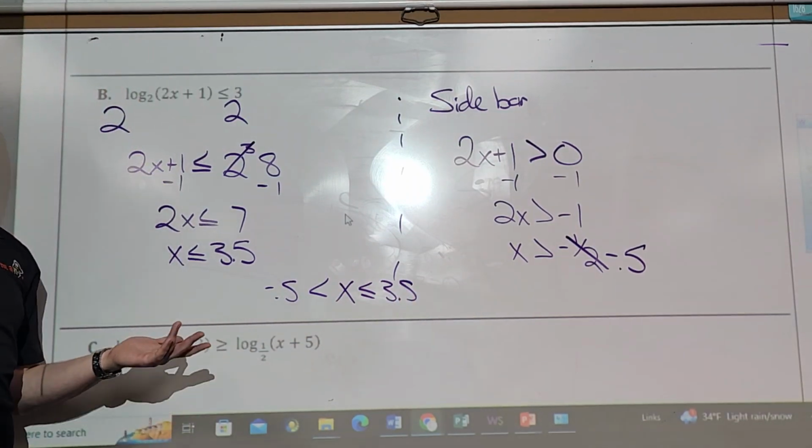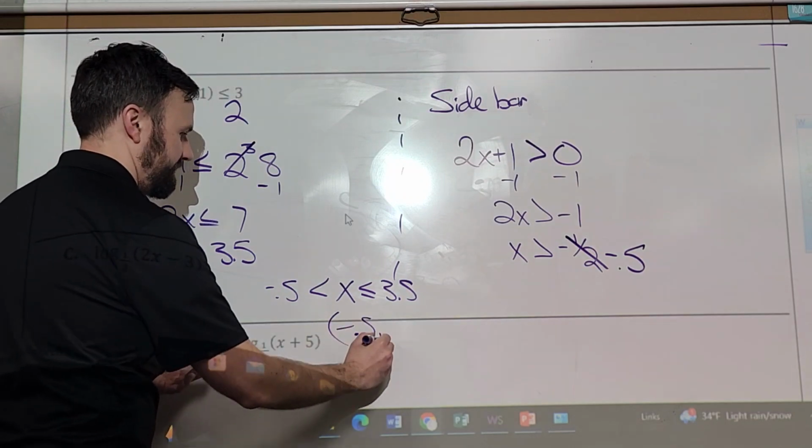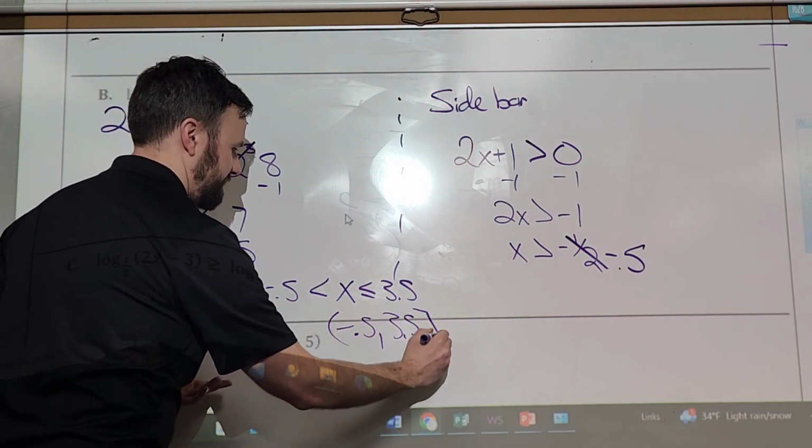This is where I like doing brackets better, right? I could have negative 0.5 to 3.5, right?